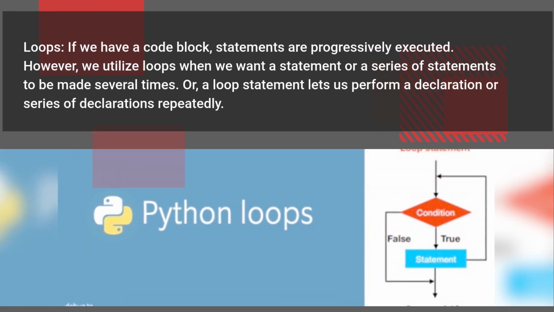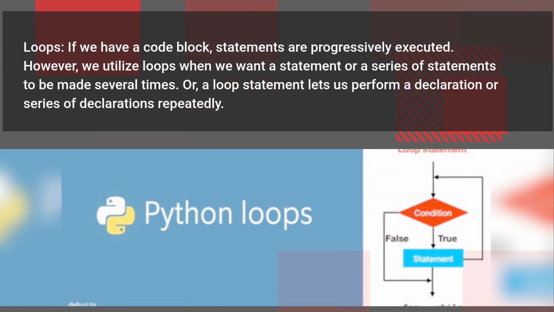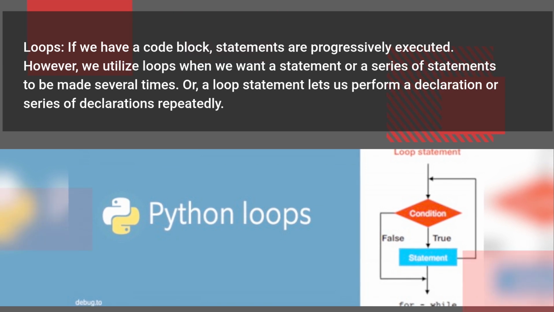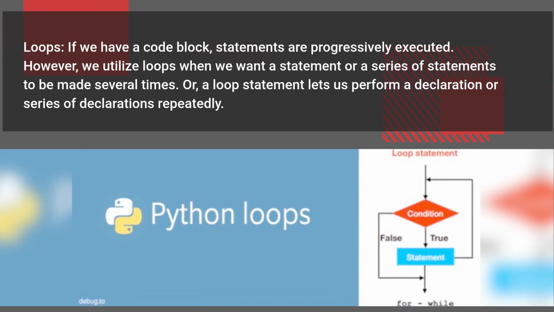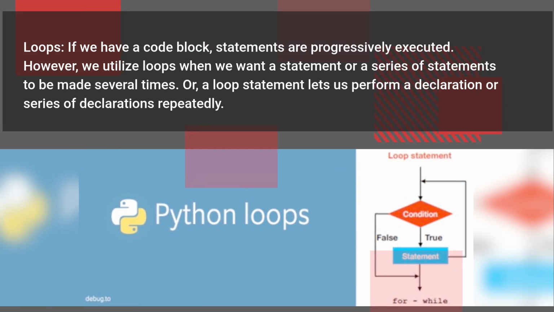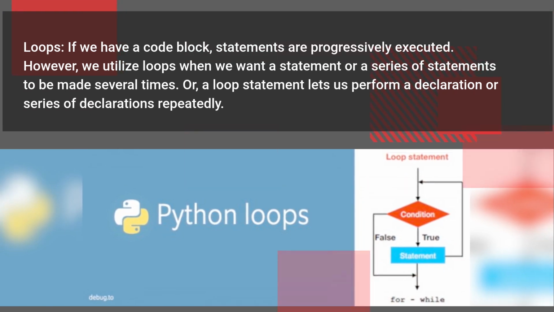Loops. If we have a code block, statements are progressively executed. However, we utilize loops when we want a statement or a series of statements to be made several times. Or a loop statement lets us perform a declaration or series of declarations repeatedly.